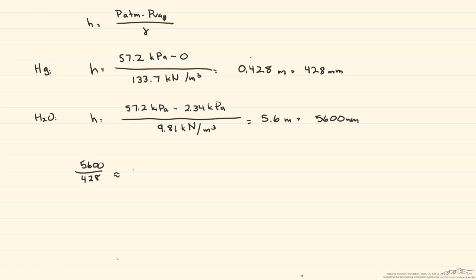If you do the ratio of the heights, 5,600 divided by 428, we get approximately 13. So as you can see, the reason that mercury barometers are typically used to measure atmospheric pressure is because of the practicality. It wouldn't make much sense to use a water barometer because it would be much too tall.